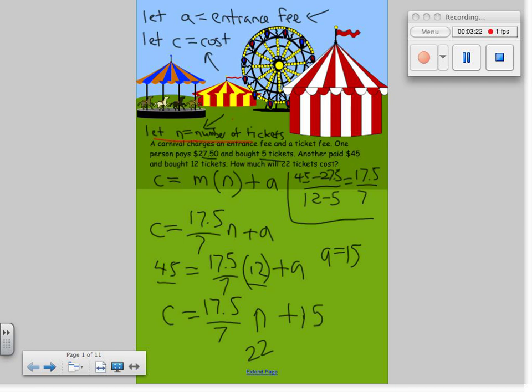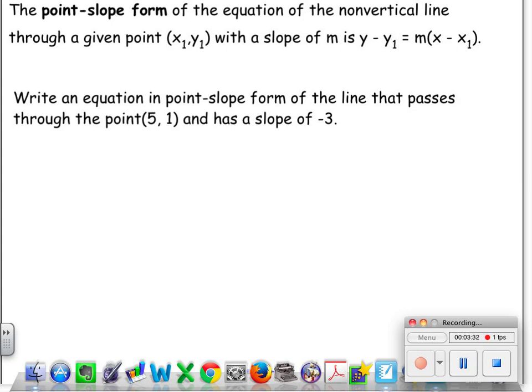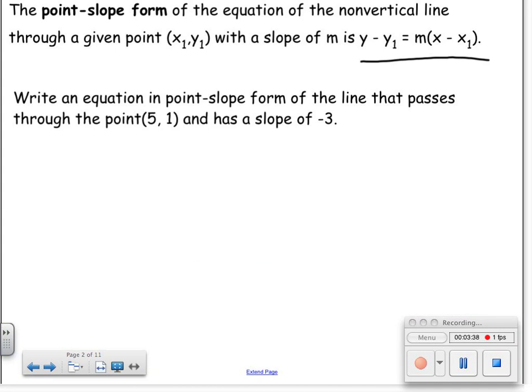So let's move on to the stuff that I really want to focus on, though. Point slope form of an equation of a non-vertical line. It's a new way of representing it, and it looks like this in this format here. It says the point slope form of the equation of the non-vertical line through a given point x1, y1, with the slope of m is y minus y1 is equal to m times x minus x1. This is basically, they multiplied out the slope formula in an interesting way. So I'll show you what I mean, and then I think it will make sense.